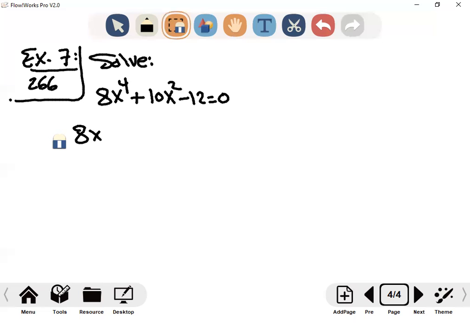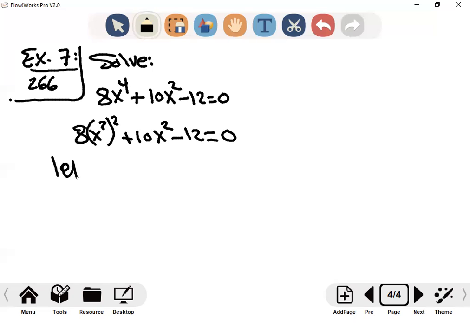So 8x power 2 power 2 plus 10x power 2 minus 12 equal 0. Can we? Yes, we can. Let y, focus with me now. Let y equal what? So our equation will be what?